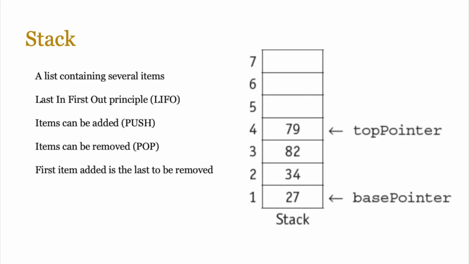And the stack basically operates on the last in, first out principle. So the last item that's pushed into the stack is the first one to pop out. On screen, you can see an implementation of the stack where you've got an array and two pointers. The base pointer is always going to be at position 1. The top pointer is the one that you manipulate. So when you want to push an item in, the top pointer goes +1. When you want to remove an item, the top pointer goes -1.